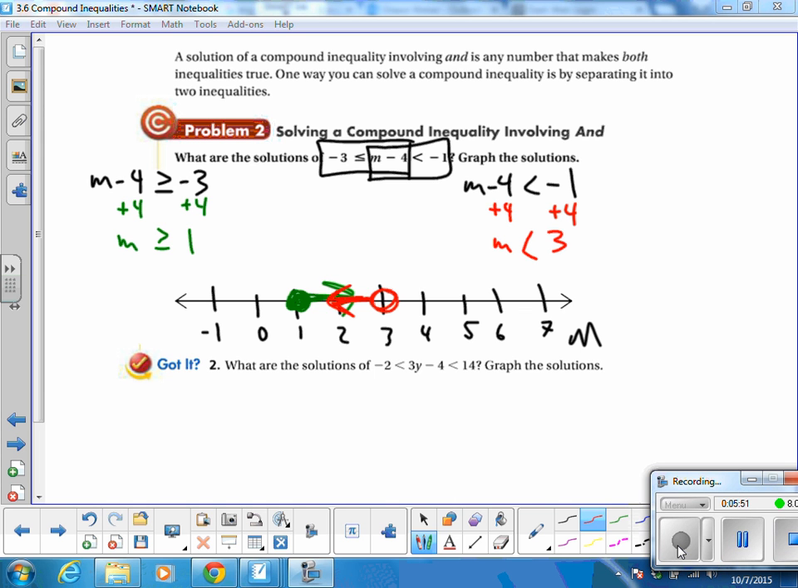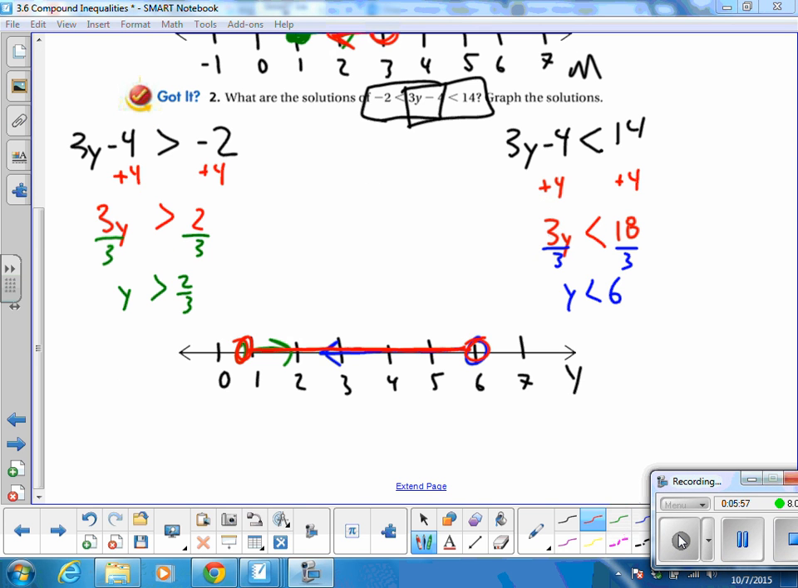I want you to try number 2. Press pause, give it a try, and let's take a look. All right, let's see how you did. Worked out both inequalities. I'm seeing that y is greater than, but not equal to, 2/3, and y is less than 6. And this is an and, you can tell by that overlap. And also in my original inequality.